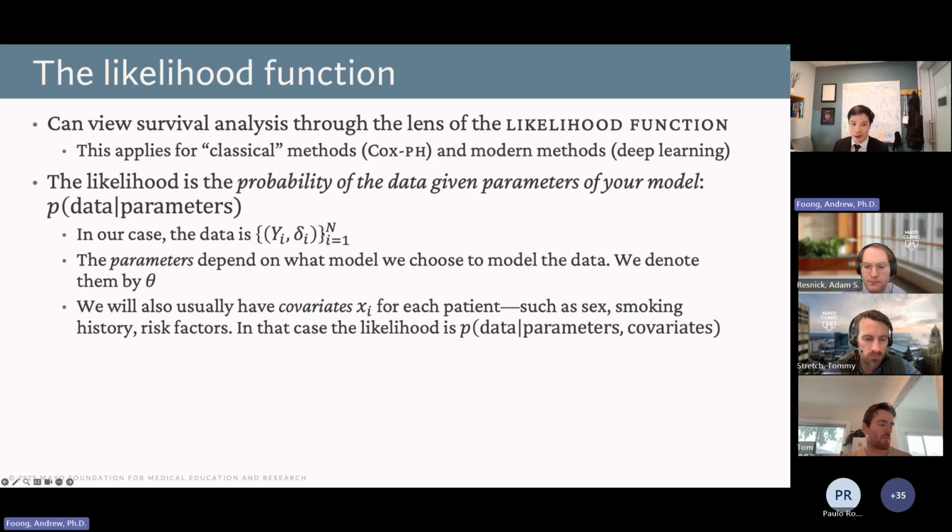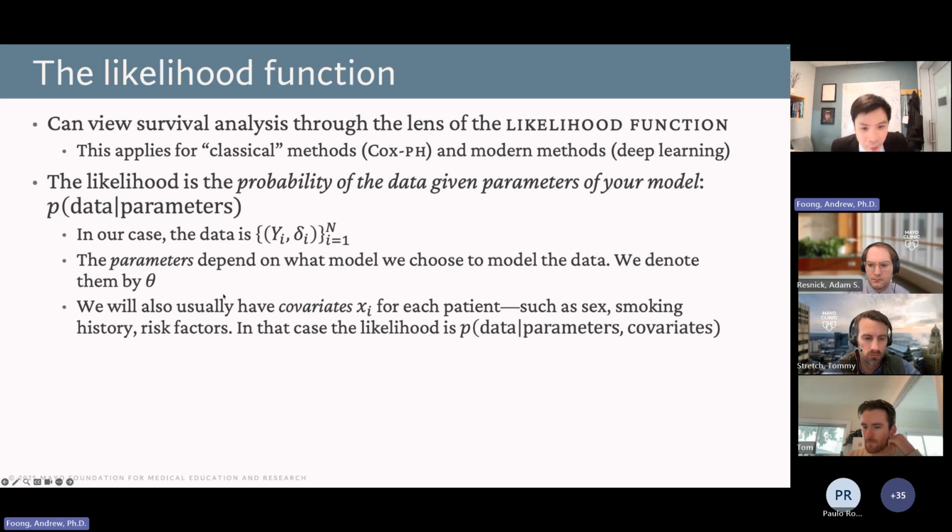So I'm denoting this by using the curly braces, and I have a subscript i that runs from 1 to n. i is going to index the patients. And for each patient, you know the yi, which is the minimum of the censoring and the event time, and you know delta i, which is the indicator function that tells you whether or not you observe the event. And for this likelihood function, you need to condition on the parameters.